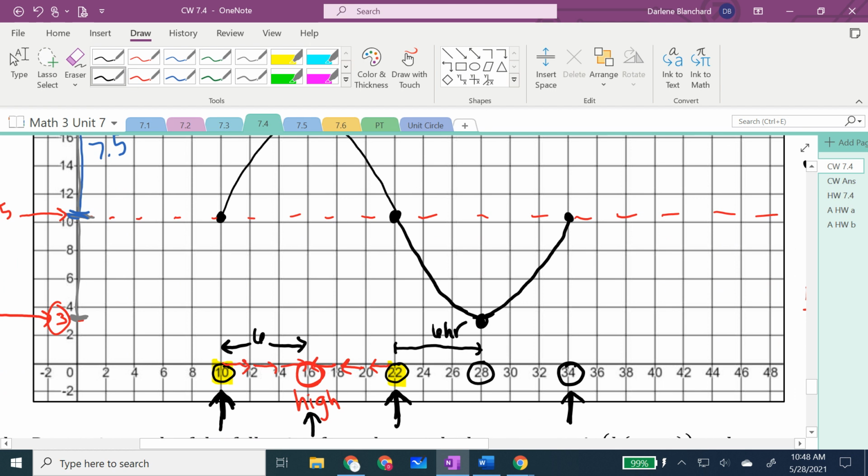If you wanted to see the earlier time that it happened, you would look at that is going to be 1/4 cycle before this midline point at time 10. 6 hours before time 10 is time 4. So you would be correct in using either time 4 or time 28.